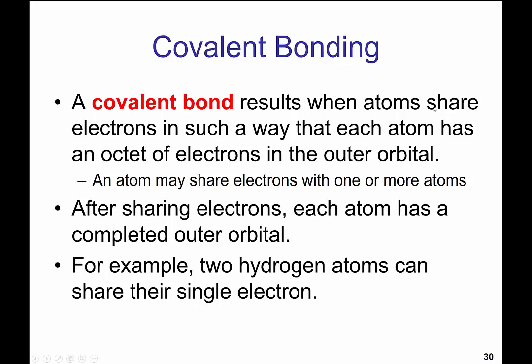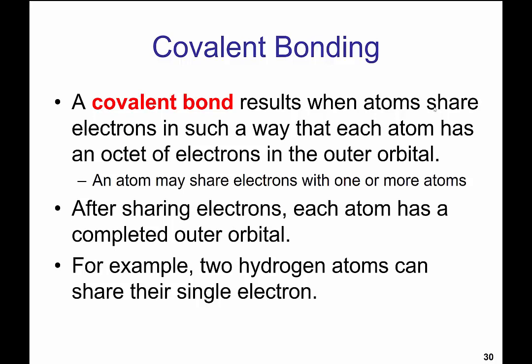The second type of bonding we're going to look at is covalent bonding. A covalent bond results when atoms share electrons in such a way that each atom has an octet of electrons in the outer orbital. Again, we're trying to satisfy that octet rule, and there's a couple ways to do it. We just saw how to do that with ionic bonding. With covalent bonding, rather than electrons being transferred, they're going to be shared. So after sharing electrons, each atom will have a completed outer orbital.